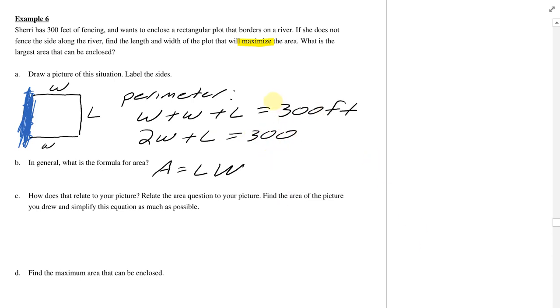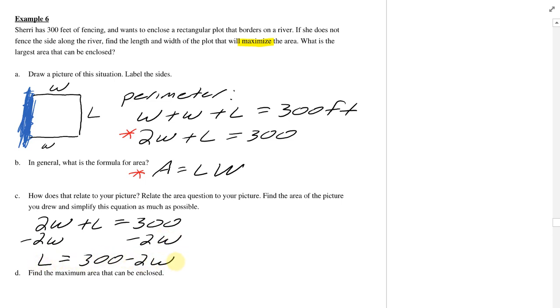Okay, so now I want to relate this to my area equation. I want to see how I can relate these two things, and I can do that if I take a closer look at this equation. You have two letters here, but one is very easy to solve for. Which one's easier to solve for, W or L? The L is easier to solve for, so notice what happens when I do that. Let me solve for L by subtracting my 2W. Then my L will be 300 minus 2W.